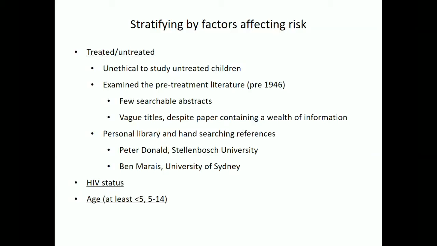So the first thing that we thought would be important, unsurprisingly, is whether or not children actually receive treatment. So we think at the moment that about 2/3 of children with TB aren't being diagnosed and not being treated. So this was really important to understand what happens to children that don't get treatment. Obviously, it would be entirely unethical nowadays to do a study of children with TB and not treat them. So we felt the only way to try and look at this problem was to go back to the pre-treatment literature. So we went through studies pre-1946.